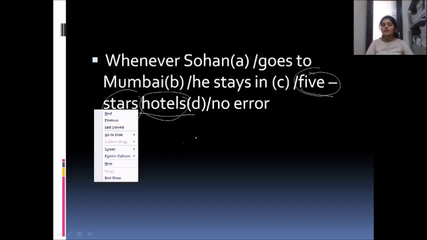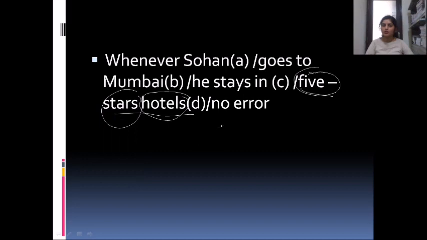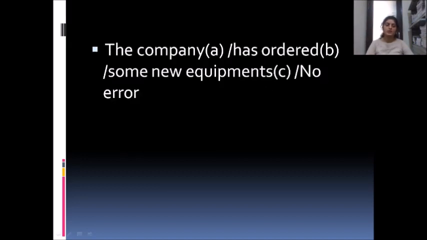So now our sentence should be: Whenever Sohan goes to Mumbai, he stays in 5-star hotel. We have to drop this s from here, and so our answer would be option D. Moving on to the next sentence. The company has ordered some new equipments. In this sentence, as you can see, we have used the noun equipments.